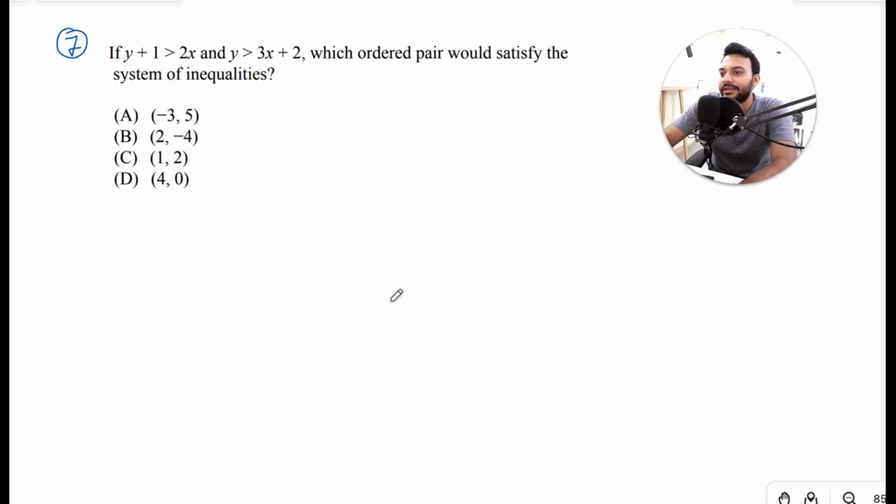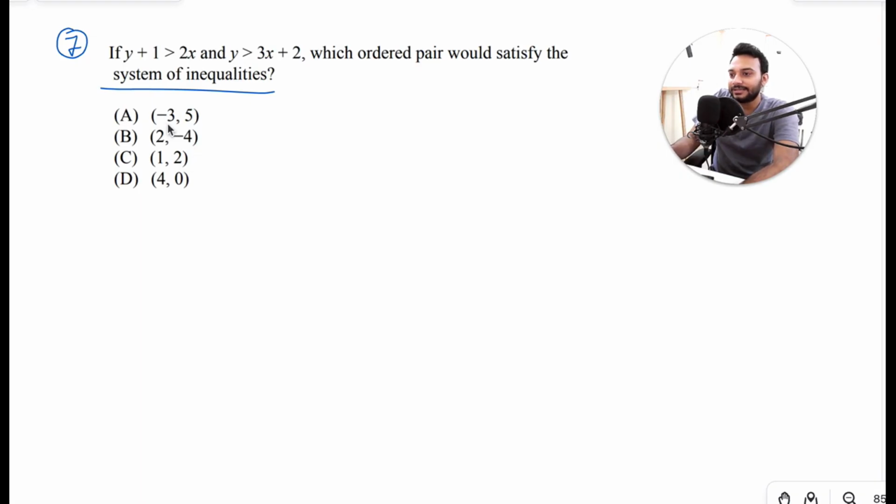Question number 7. If y plus 1 is greater than 2x and y is greater than 3x plus 2, which ordered pair would satisfy the system of inequalities? Okay. So satisfying the system of inequalities means the correct option would satisfy both the inequalities. Okay. So let's quickly check.